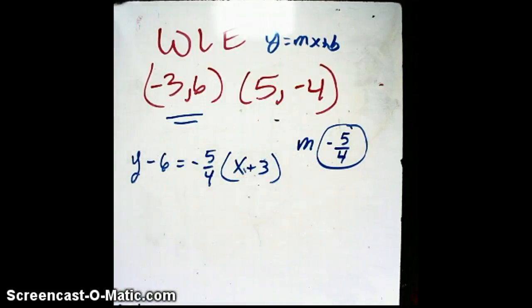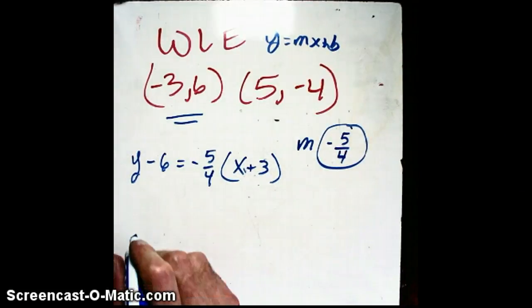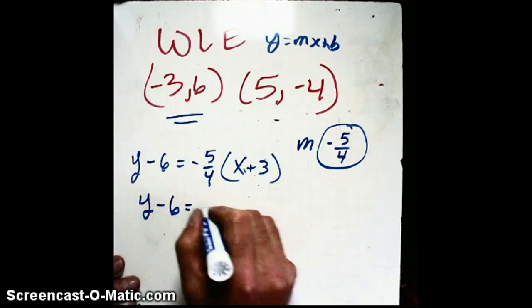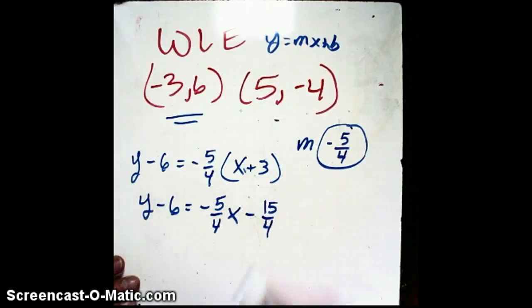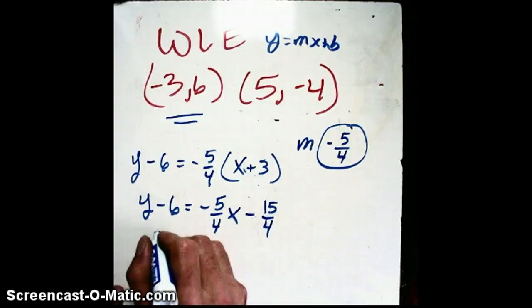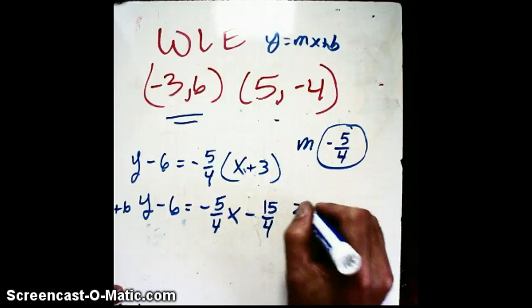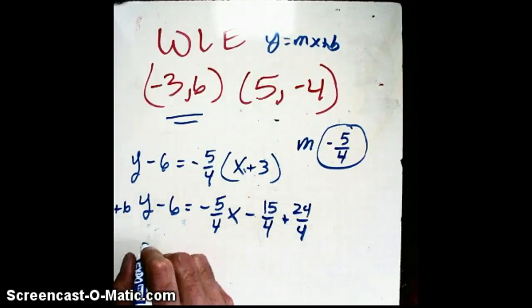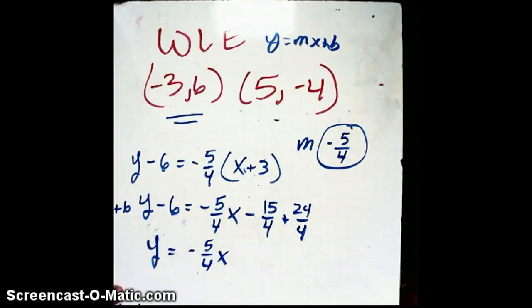Now, remember, we wanted the answer in slope-intercept form, so basically it's saying solve this for y. So what we're going to do is we'll just rewrite this. Negative 5/4 x, and this is going to be minus 15 over 4. And we've got to add 6 to the other side. If I add 6, let's do it this way, okay? That's the same thing as 24 over 4, isn't that 6? Okay, so this is y is equal to negative 5/4 x, plus 9 over 4, since 24 minus 15 is 9. Okay, so this is the answer to that question.